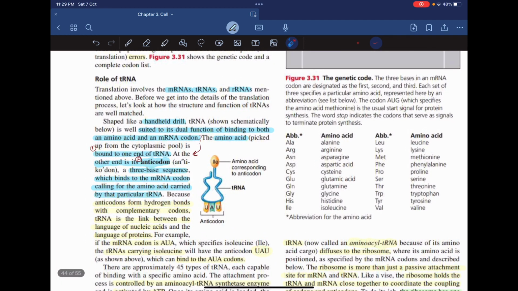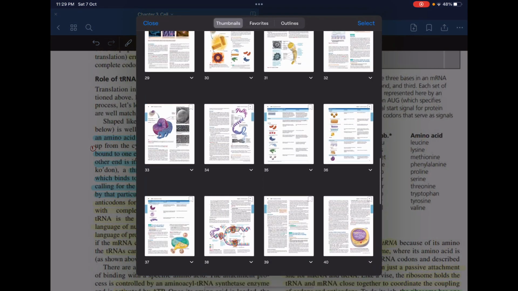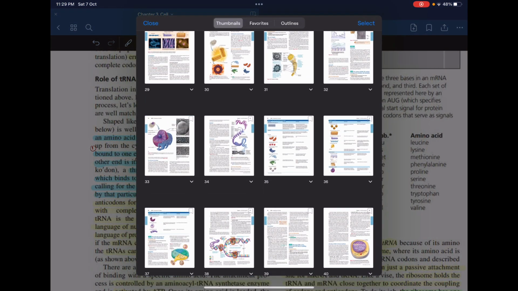Yeah, so roles of tRNA. We have mRNAs, tRNAs, and rRNAs. I guess you guys took them. The messenger, what was it? Messenger RNAs. I'm not sure. Messenger, I guess. Then we have ribosomal RNAs.